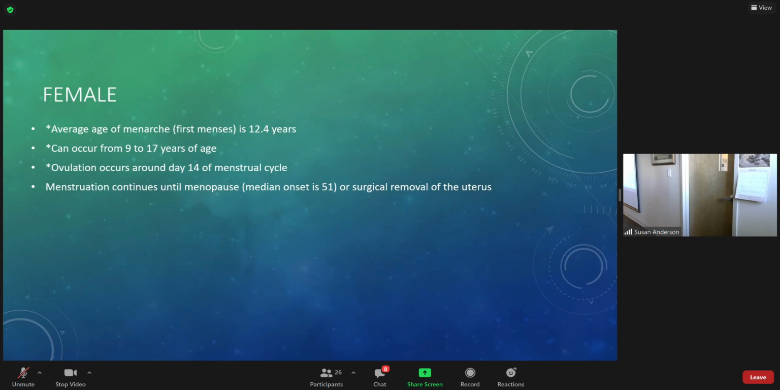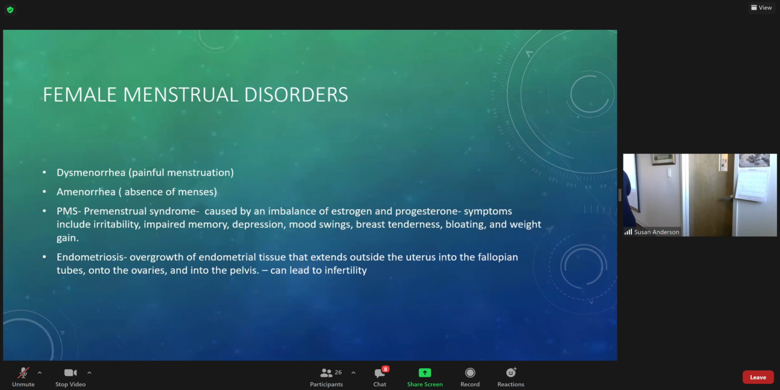And again, men don't go through menopause, even though midlife crisis happens for a lot of men. But mostly, obviously, it's women that go through menopause. So here's just some terms. Dysmenorrhea. Well, dysmenorrhea means painful urination. What do you think dysmenorrhea means? Painful menstruation. Some people have more pain than others, right?